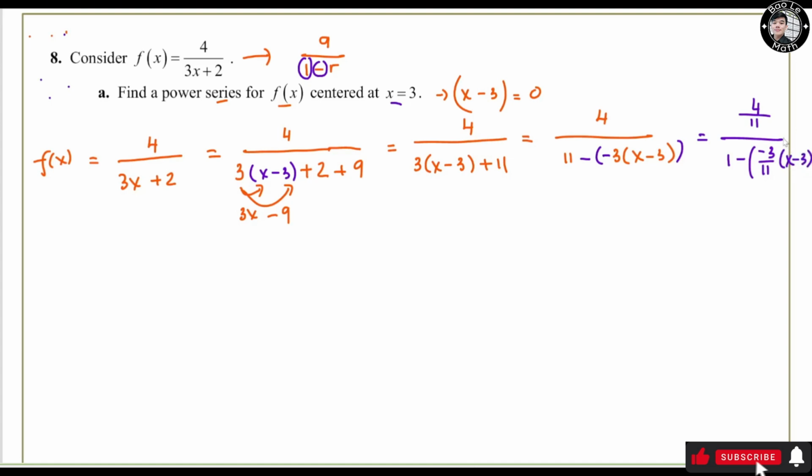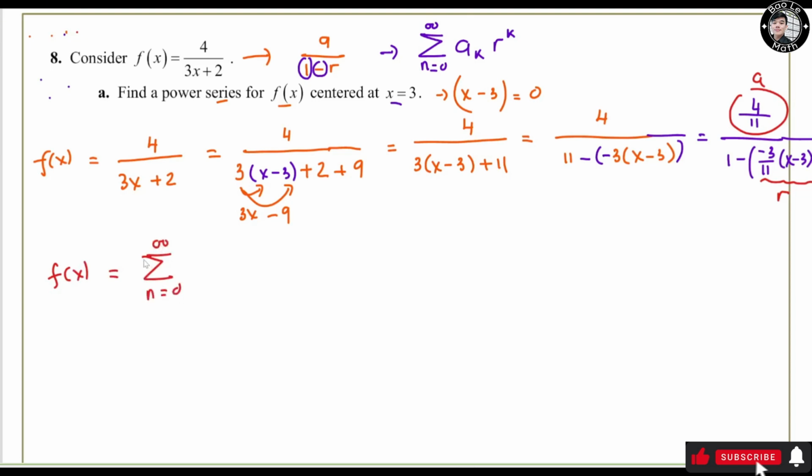After I have this, remember the series can be written as a sub k times r raised to the k. r is right here, and this is the common ratio. So f(x) can be written in summation notation, going from 0 to infinity, of 4 over 11 times the common ratio negative 3 over 11 times (x minus 3), altogether raised to the n.